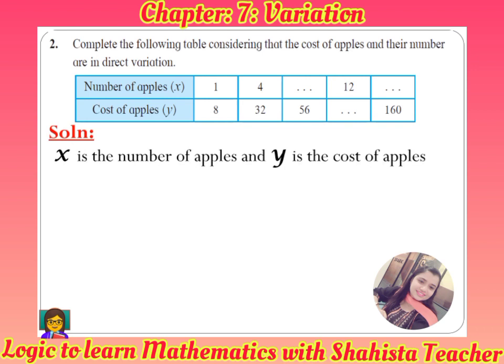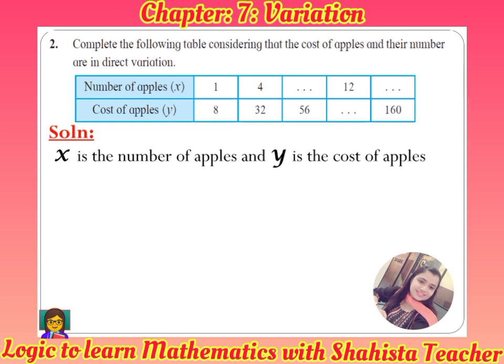X is the number of apples and Y is the cost of apples. X is the number of apples, that is 1, 4, 12. These all are the number of apples. And the cost of apples is Y, that is 8, 32, 56 and 160. So these blanks we have to find. You can see these blanks.